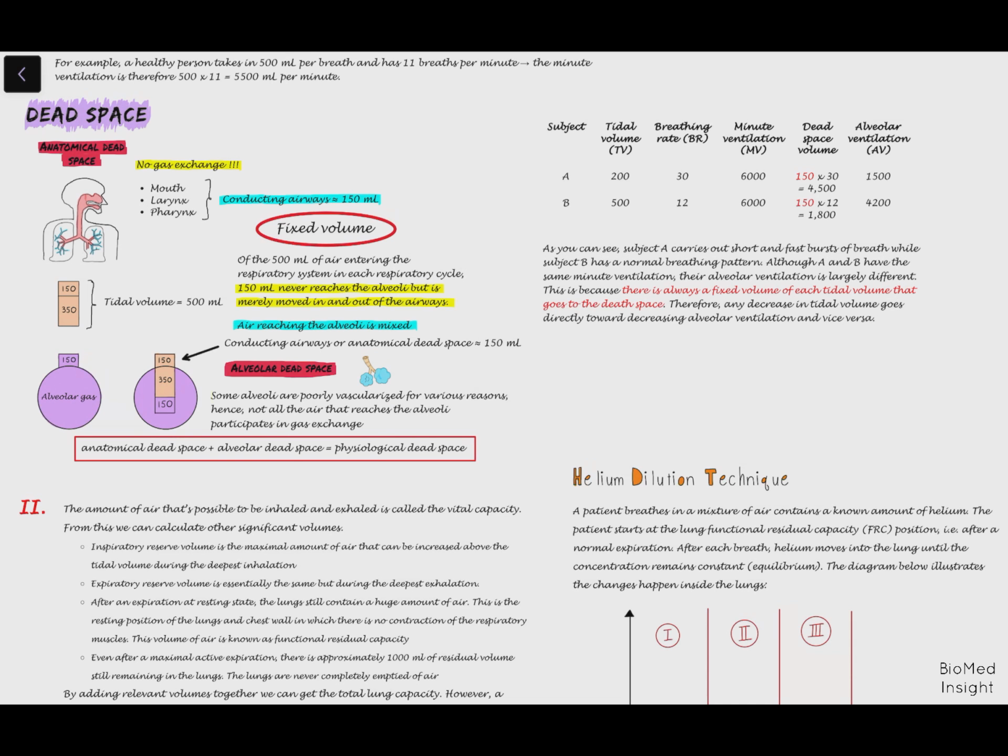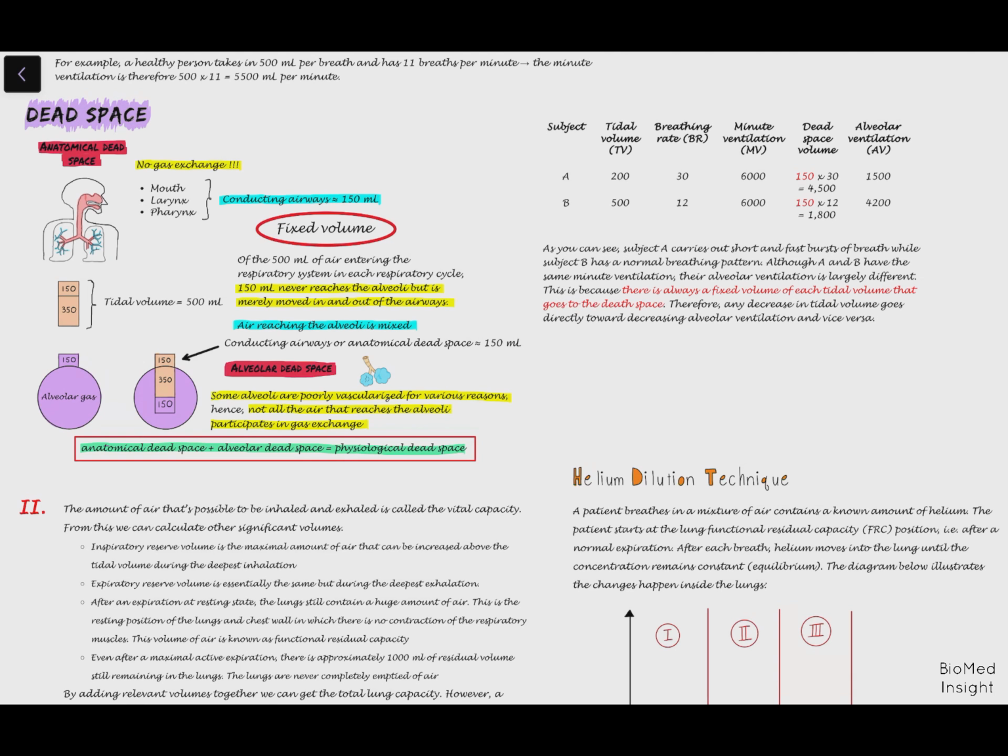In addition, some alveoli are poorly vascularized for various reasons. Hence, not all of the air that reaches the alveoli participate in gas exchange. This volume of air is known as alveolar dead space. The sum of anatomical and alveolar dead space is physiological dead space or waste ventilation. Due to the presence of dead space, clinicians actually focus more on alveolar ventilation than total minute ventilation to evaluate the effectiveness of gas exchange.